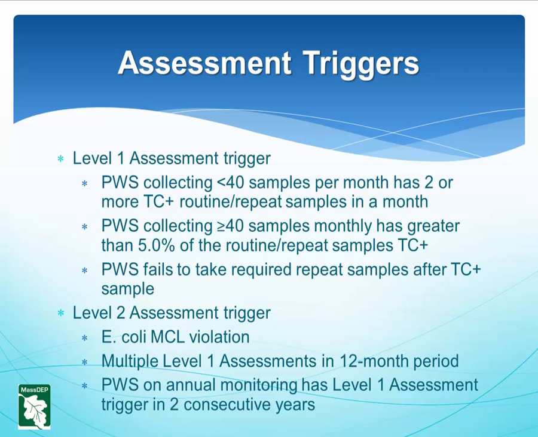Level 2 assessment triggers are caused by an E. coli MCL violation, multiple Level 1 assessments in a 12-month period, or a PWS on annual monitoring that has a Level 1 assessment trigger in 2 consecutive years.